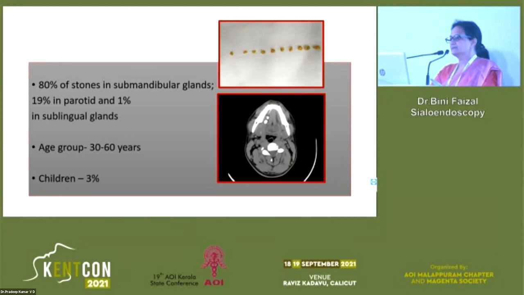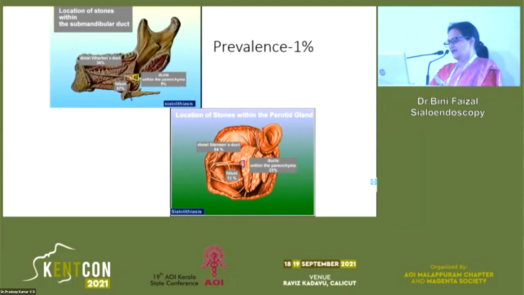And the majority of stones will be in the submandibular gland. The reasons, I will not be going into the detail. It is familiar to you, I think. Generally, the areas where you see these stones are one at the hilar area and the other at the distal third. So if the symptoms are suggestive, you concentrate on these areas.